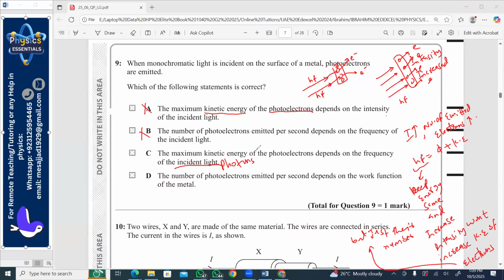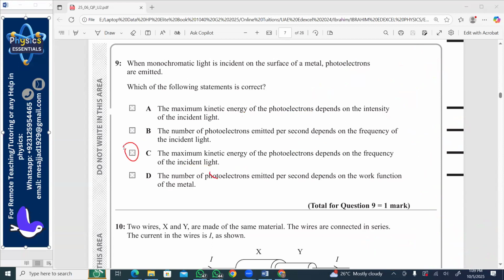So now that makes sense, because hf equals 5 plus KE. So if you're raising the frequency, it means you're raising the kinetic energy because they're directly proportional to each other. Therefore, the only option is this.